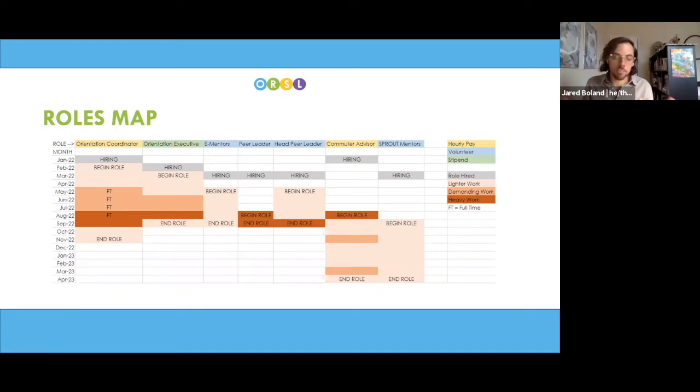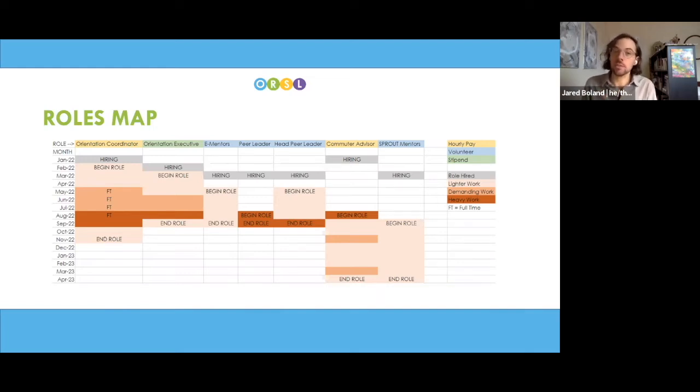So the main message that we want to get across here is that there are lots of roles, lots of opportunities for you to get involved that we hope really fit with your schedule and your commitments. We've tried to break things up, as I said, to help you make better decisions about what's going to work for you. And as Trish mentioned, you can, of course, take on multiple roles. So if you want to be an EMentor and a peer leader, no problem. We can make that happen. If you want to be a peer leader and a Sprout mentor, even better. So it's really up to you. You can decide which parts of the program you'd like to be a part of.